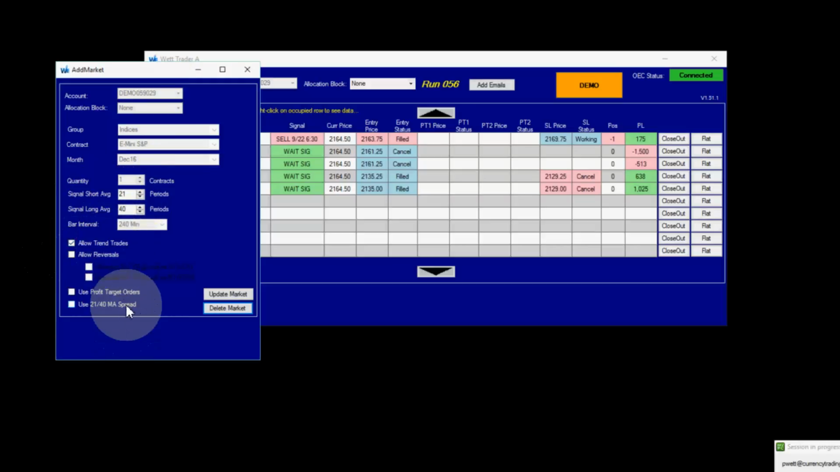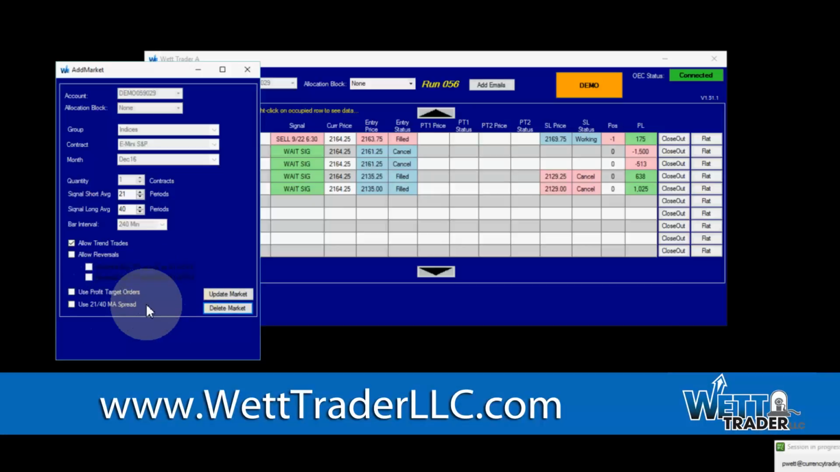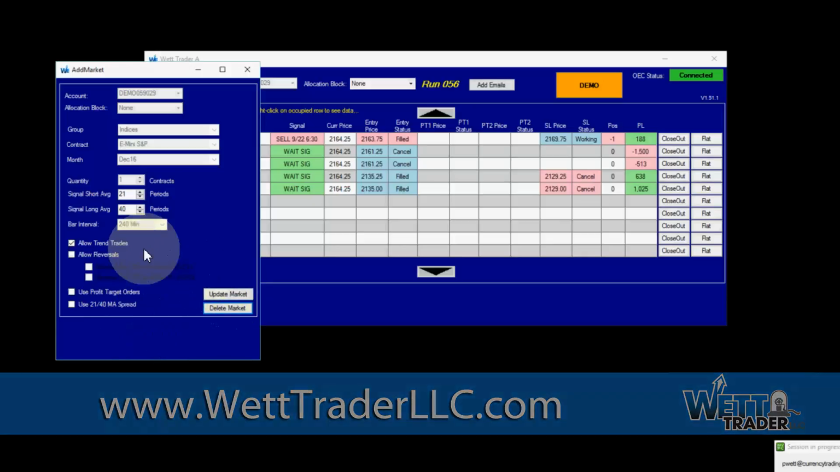Real simple. Profit targets are used if you trade in quantities. And this is a spread on markets where you can use a shorter moving average, and if the market's going choppy and sideways, it defaults to the longer moving average. A little bit more for the experienced trader, but if you practice with the demo, you get a free demo. www.wetttraderllc.com. You can get a free demo. You can practice.